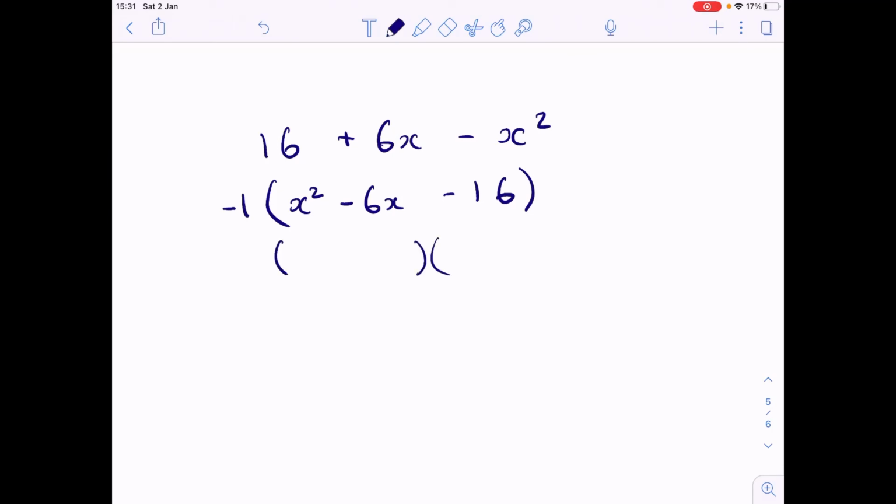So I'm going to put it into two brackets, x, and again minus 1 on the outside. I know one's going to have to be positive and one's going to have to be negative. We're looking for two numbers which multiply to minus 16 and have a difference of 6. That's going to be 8 and 2. We want the result to be negative, so the larger number is going to be negative.